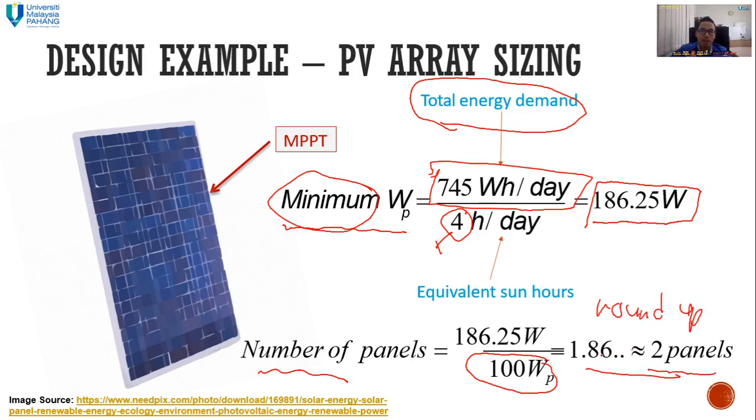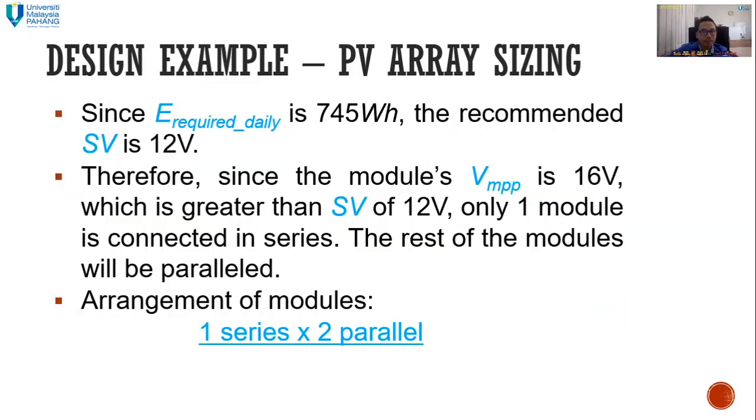So that means we need 2 panels, 2 pieces of panels with 100 watt rated module. Okay, right. Since you require daily 745 watt hours, the recommended system voltage is 12 volt. Okay, we know already. We have the energy demand here, 745, and we get the system voltage is 12 volt.